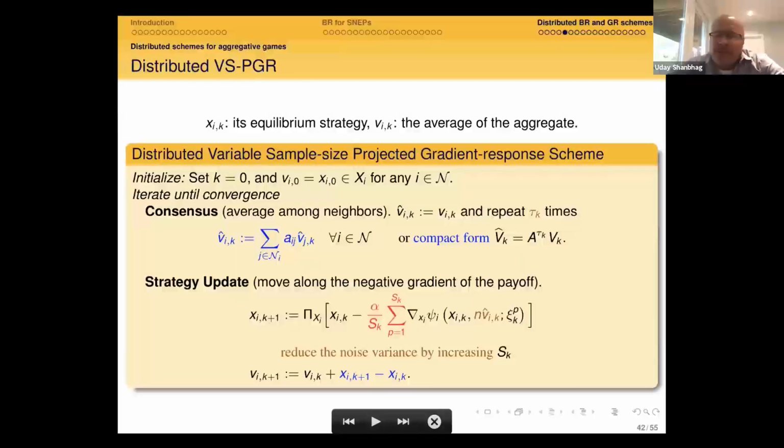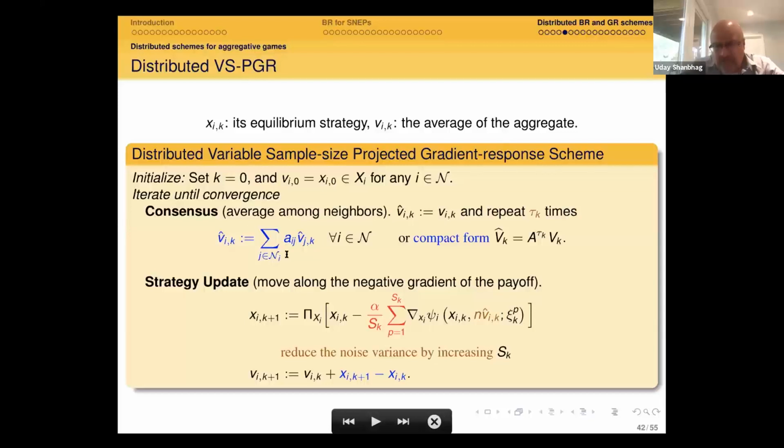In this particular case, we're going to talk about both projected gradient response, because there were no results for this scheme, and best response. We'll start with the projected gradient response. If you remember the projected gradient response, last time we had just a projected gradient step. Well, now we have two key differences.